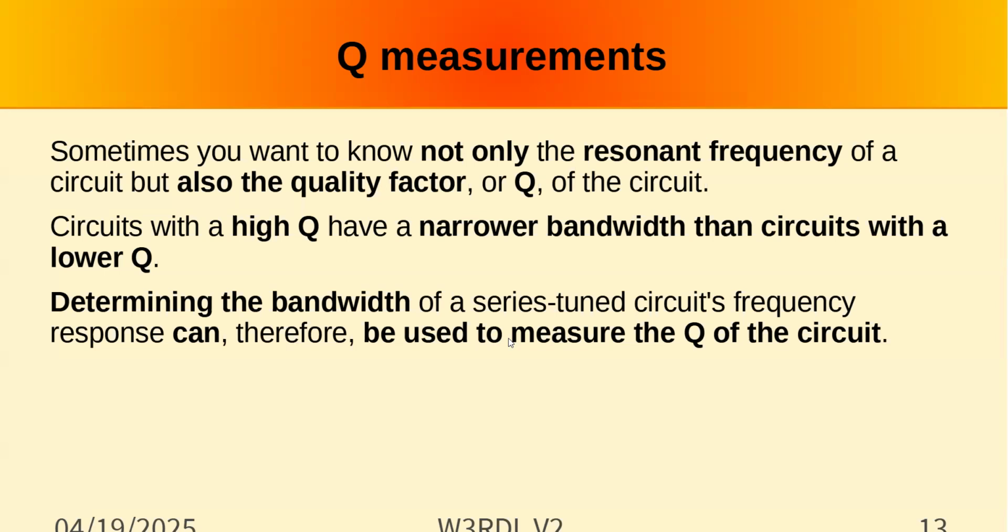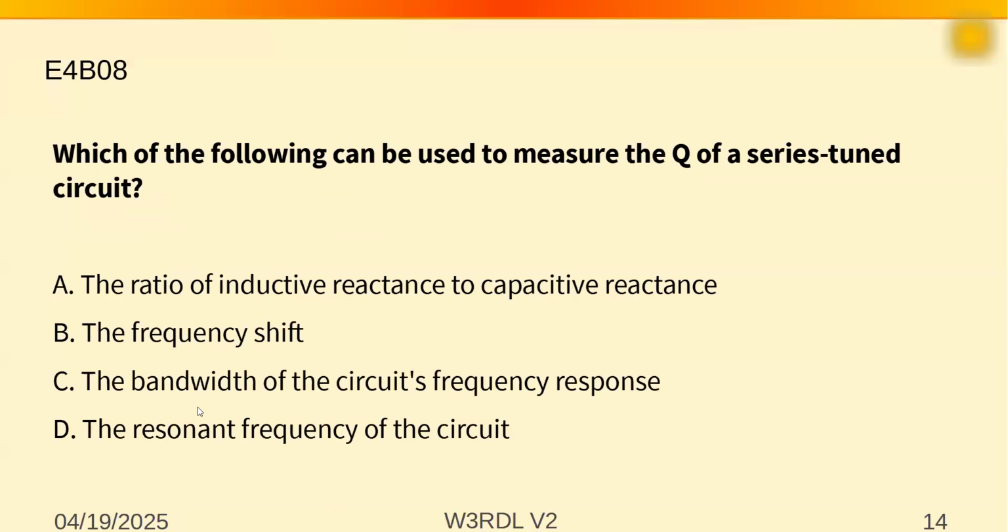The Q of a resonant circuit, and we've talked about this a few weeks back. One way to do it is to look at the bandwidth of the circuit, the 3 dB points. And the narrower that is, the higher the Q. So that's one of the ways to measure Q if you don't have some sort of meter, if you can determine the bandwidth of the resonant circuit. Which of the following can be used to measure the Q of a series tuned circuit?